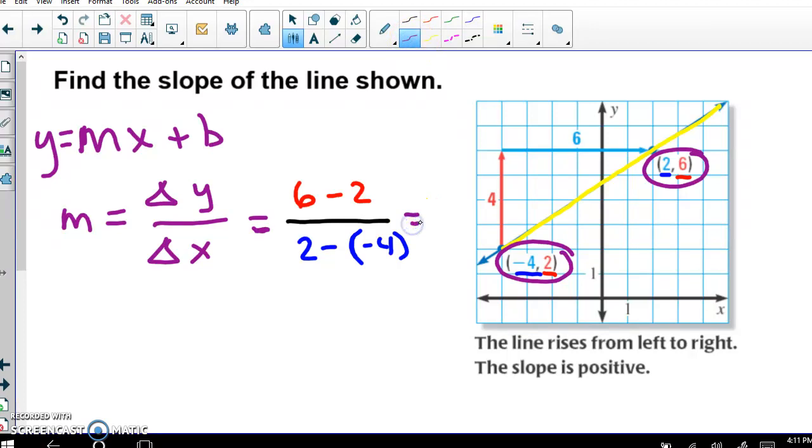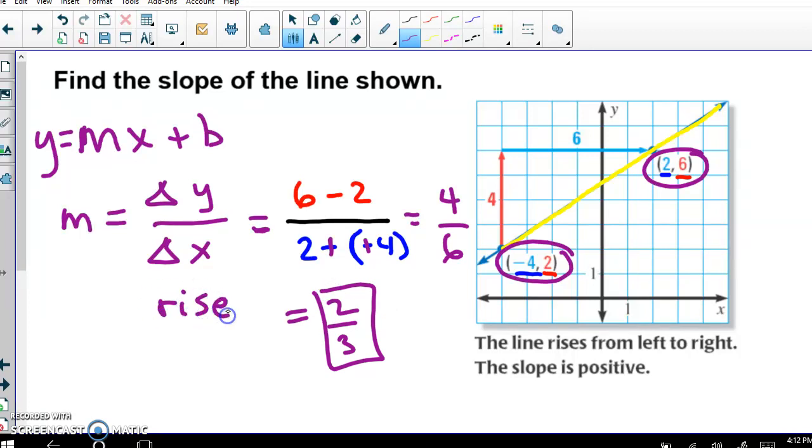As I simplify here, 6 minus 2 is 4. 2 minus negative 4 is really the same as 2 plus 4, which is a positive 6. So I'm going to simplify 4/6 to 2/3. So I'm in lowest terms, and now I have the slope of my line, which means I have a rise, or a change in y, over a run, change in x, of 2/3.